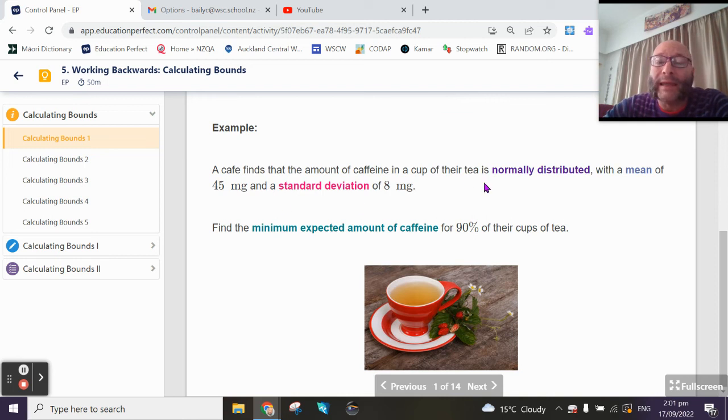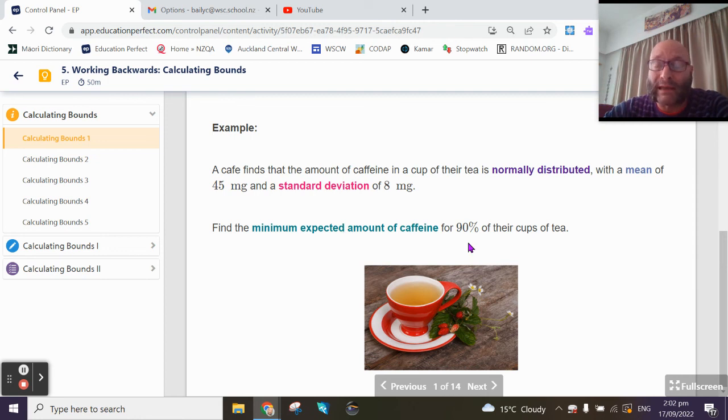We've got a cafe that finds that the amount of caffeine in their cup is normally distributed. You're told what the mean is, and you're told the standard deviation. Now, you want to find the minimum expected amount of caffeine for 90% of their cups of tea. So you're not being asked to find a probability. You already know what the probability is. You're looking to find an X value.